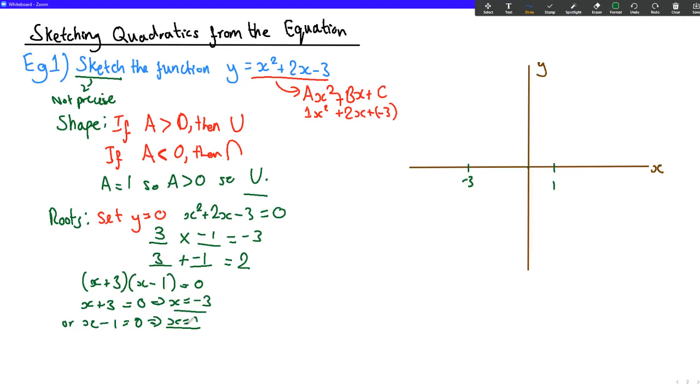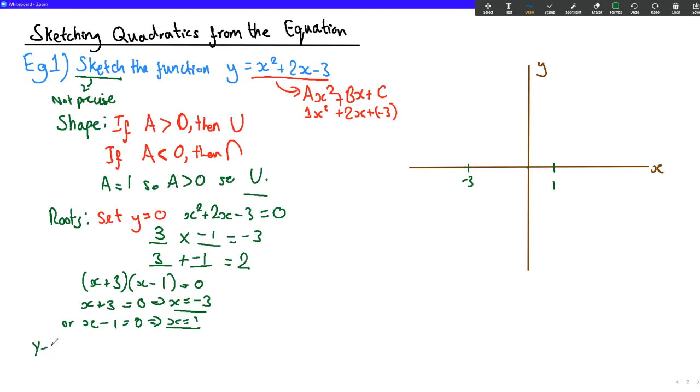Now, you can see there's a relation between solving the quadratic and how it looks on the graph. So your solutions of the quadratic are always your roots, so your x-intercepts with the x-axis.